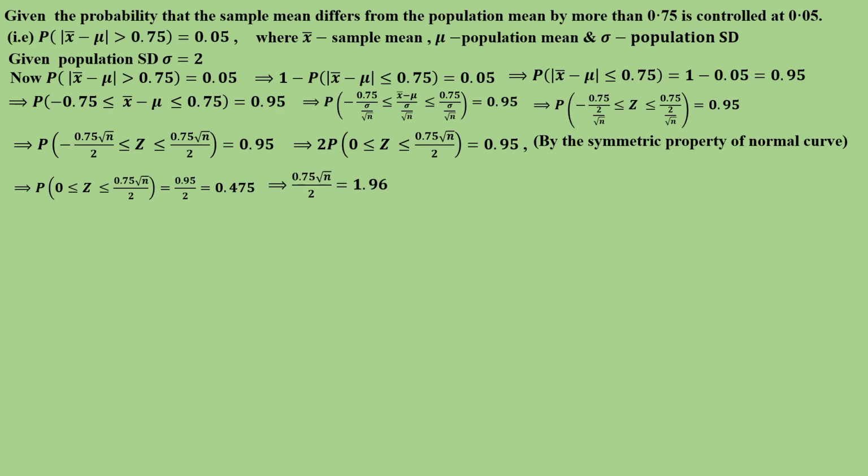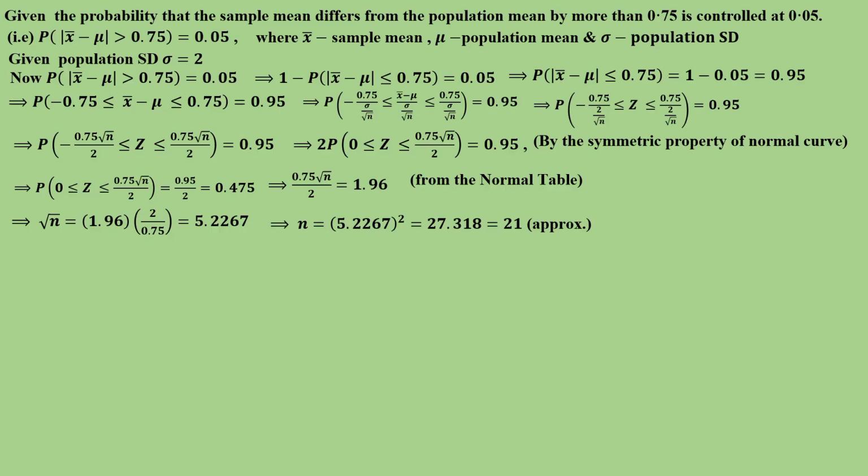So from the normal table, 0.475 corresponds exactly to 1.96. So 0.75 root n by 2 is equal to 1.96. So you will get root n equal to 1.96 into 2 by 0.75, that is equal to 5.2267. Squaring both sides, n is equal to 5.2267 the whole square, so it is equal to 27.318. So 27 approximately, not 21, that was a typo error. So the sample size is 27.